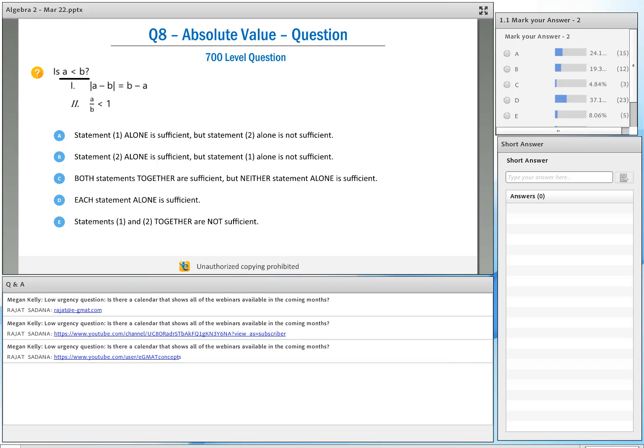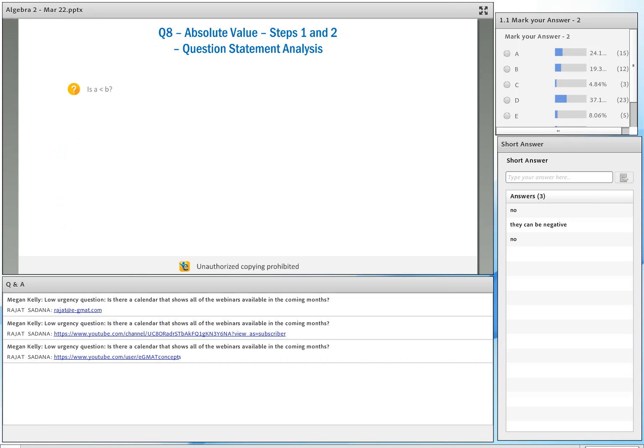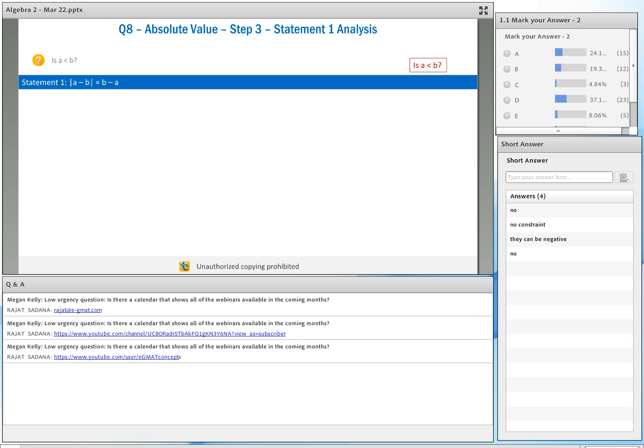No, there is no constraint on the values of A or B. They can be positive, they can be negative. We don't know anything. There's no constraint overall. There's nothing much given in the question statements. There's not much that you could infer. Now, let's go to statement number 1. And again, remember, we have the question stem here. It's asking whether B is greater than A.